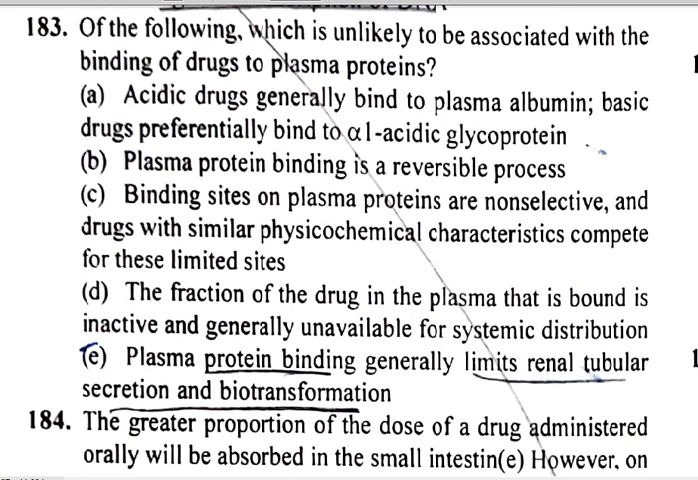Of the following, which is unlikely to be associated with the binding of drugs to plasma proteins? That is, plasma protein binding generally limits renal tubular secretion and biotransformation.